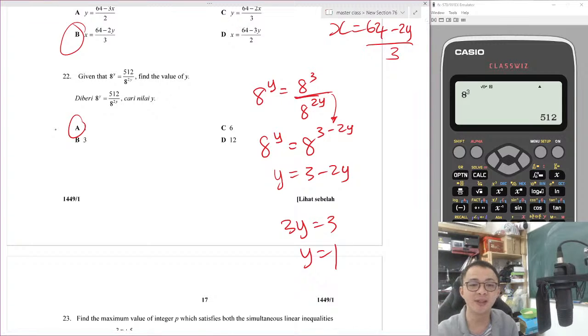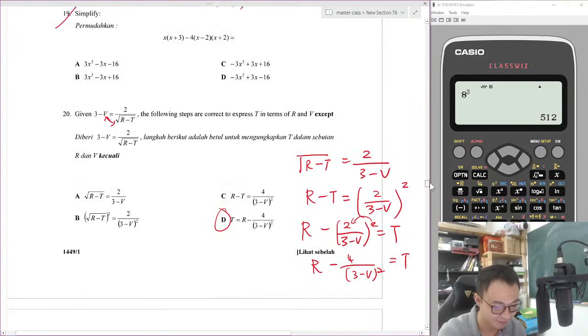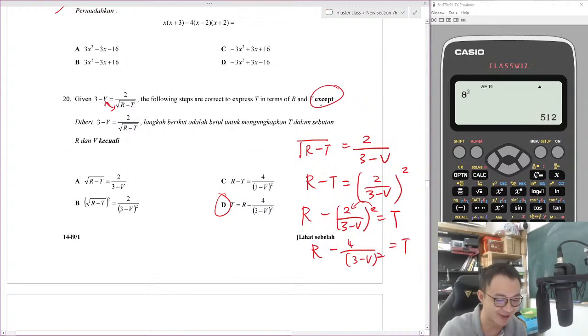Number 20 is B because it's asking for the step which is incorrect. They asked about incorrect. Oh my god, sorry about that. Oh yeah, they asked about except, right? Express t in terms of r. The other options do not express t in terms of others, but they are also considered correct. Yeah, I think this question has some bug.